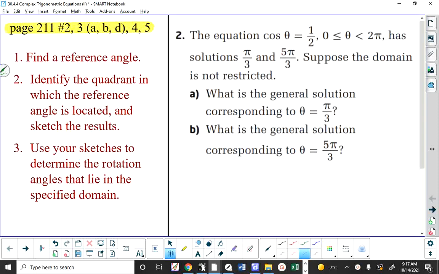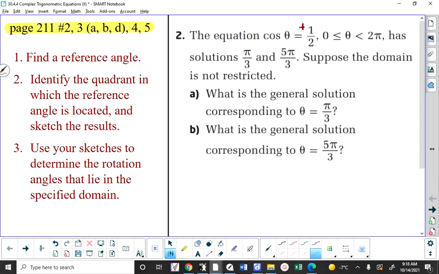To find a reference angle, you use your calculator or your knowledge of the unit circle. To identify the quadrants in which the rotation angle can terminate or end, you look at the definition of the trigonometric ratio that you're using in the question. So if you had, for example, cosine of theta equals 1/2, 1/2 is a positive number.